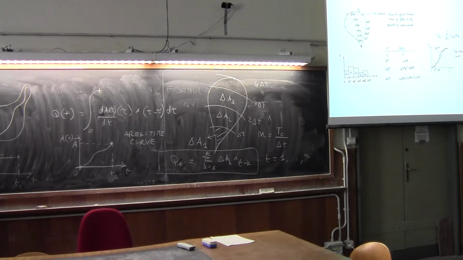There are some catchments that may have instead like this shape. So in this case you have the opposite. So you have an area time curve that doesn't increase much at the beginning, and then suddenly increases.